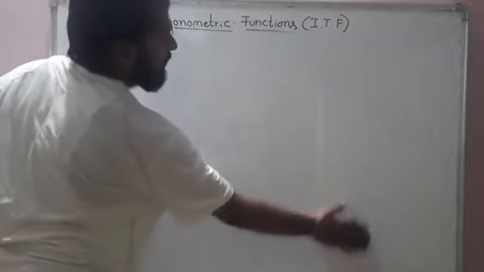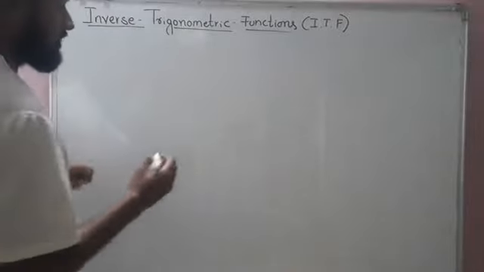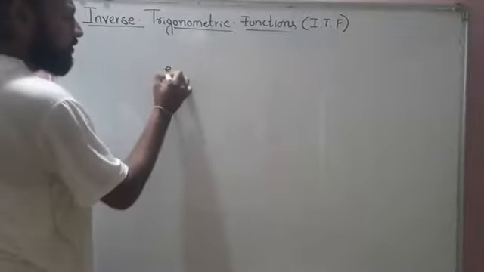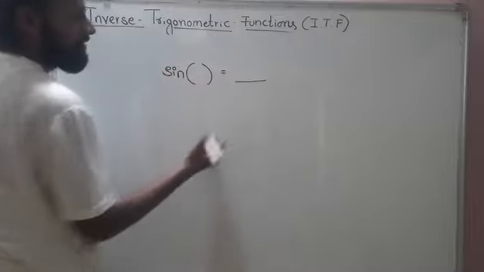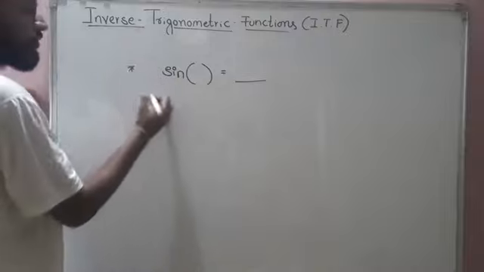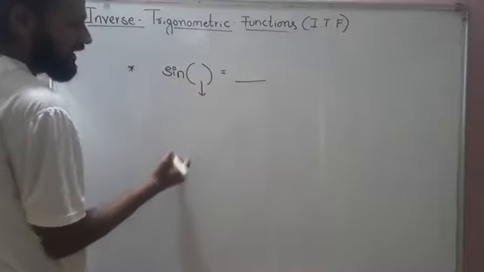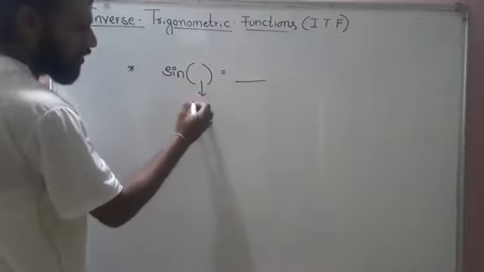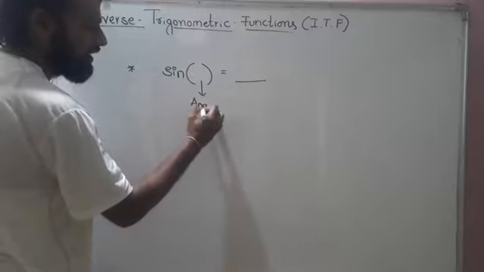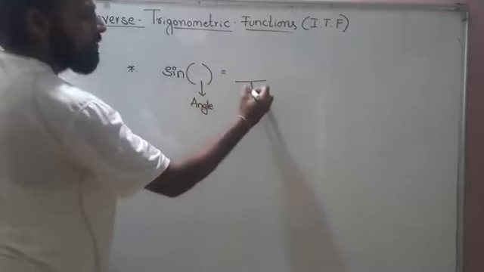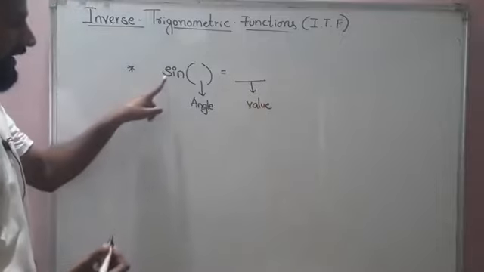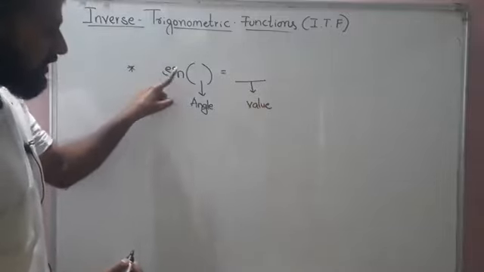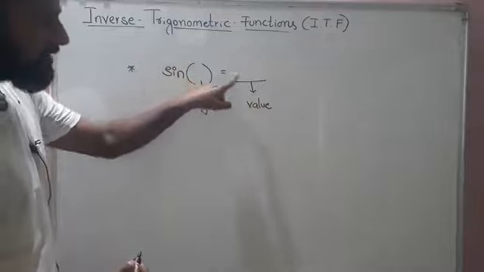Now let me tell you one more thing. Whenever I write sine of something, I'll get an answer. So whenever I write sine, inside will always be an angle, and here it will be a value. Whenever I write sine, in the sine function we will be having an angle and the answer will be a value.